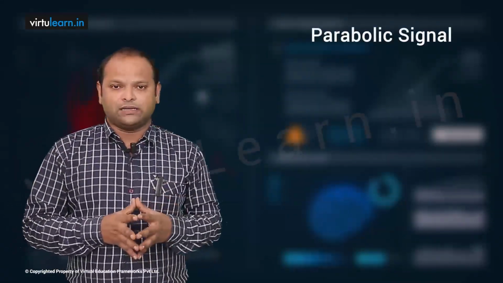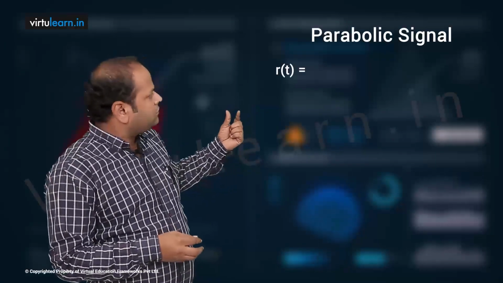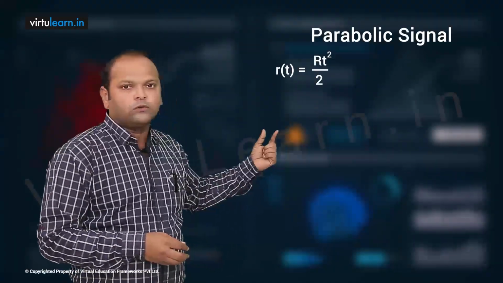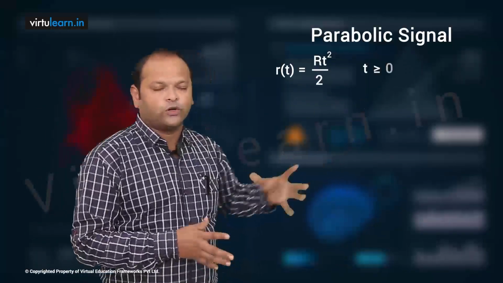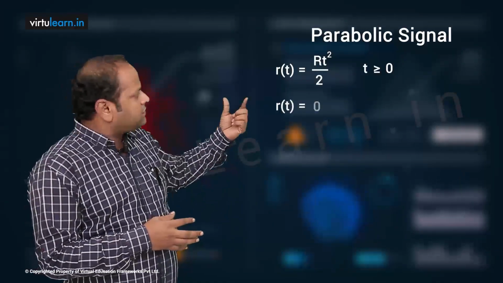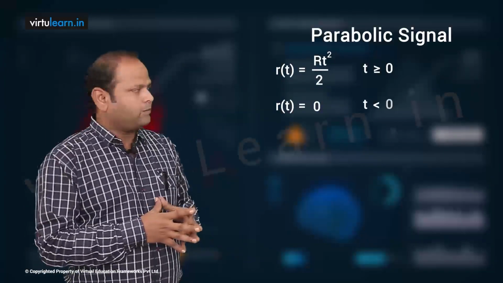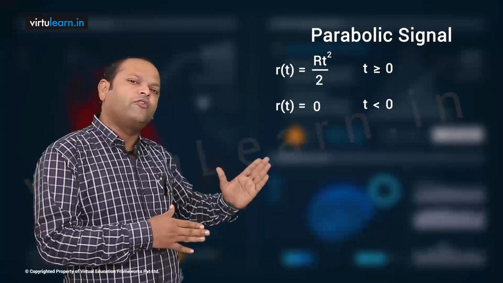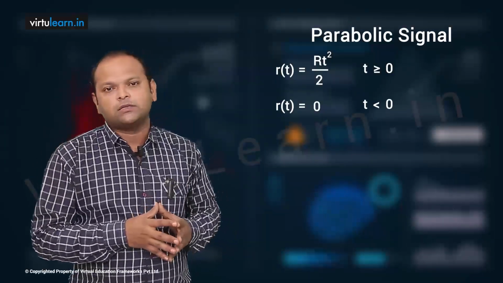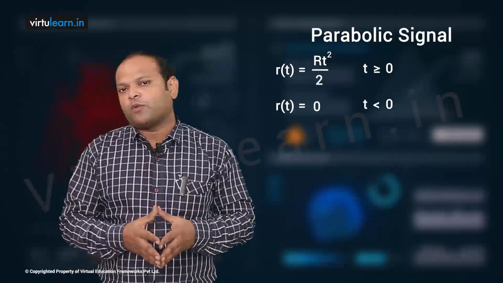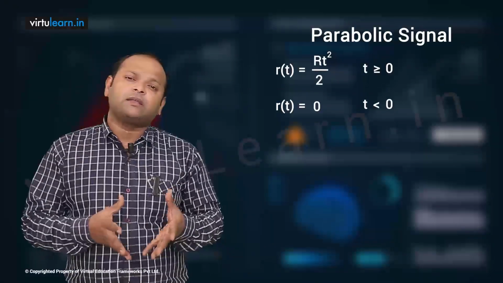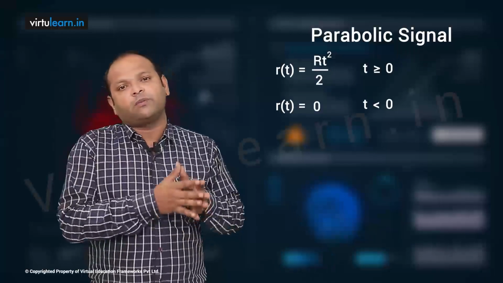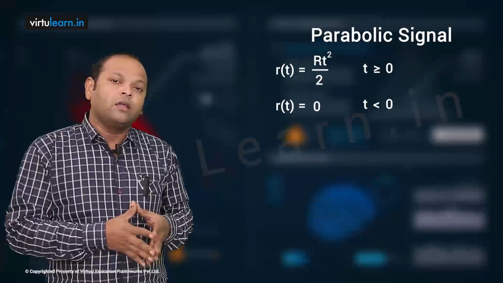Similarly, we have another signal called a parabolic signal. How can you define it mathematically? Look here, R of t is equal to capital R t square by 2 for t greater than or equal to 0, and R of t is 0 for t less than 0. All the signals will appear only after t greater than 0, because in control systems we always talk about real time systems. In real time systems we should always start from t equal to 0. We don't take anything for t less than 0.